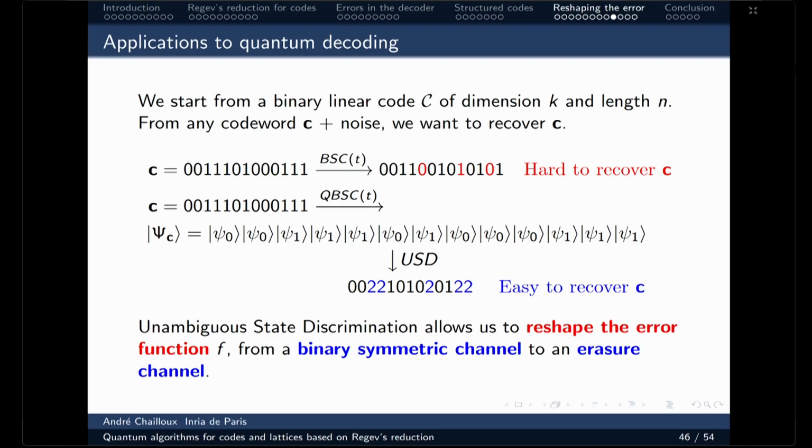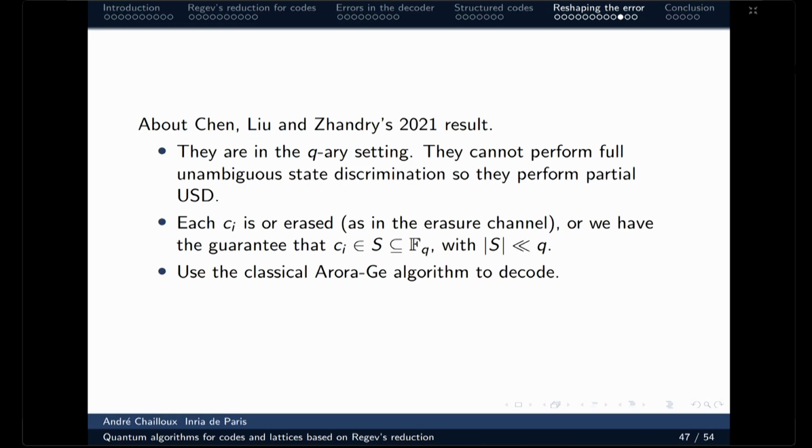Which means that, and that's what I call reshaping the error, because you had this binary symmetric channel, and you do a quantum measurement and you transform it to an erasure channel. Okay, so that's the thing. And Chailloux-André, that's what they do. Right? They're in the QRA setting.